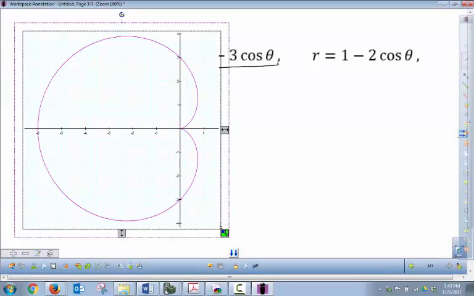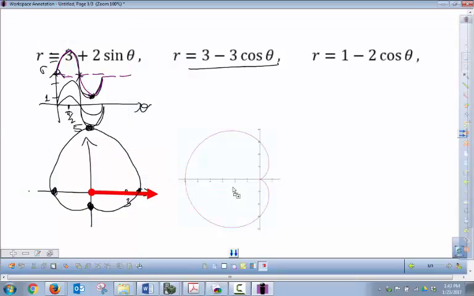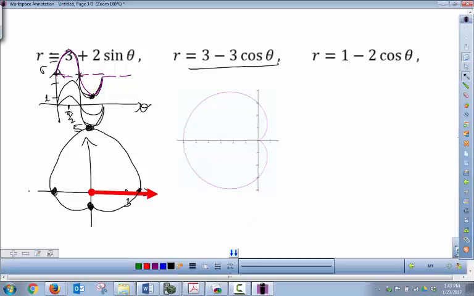So the 3 minus 3 cosine theta eventually will hit 0. Right, so it looks like it's going to hit 0 when theta is equal to 0 and 2 pi, you're at 0. And then what do you think this is going to look like? This one I definitely want to look at the graph first.